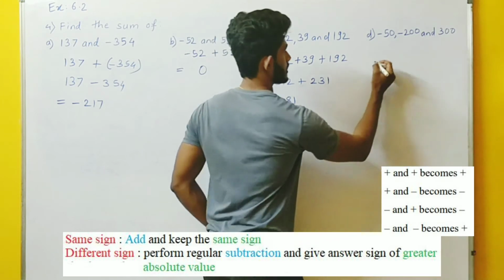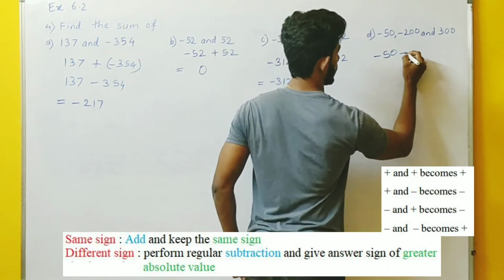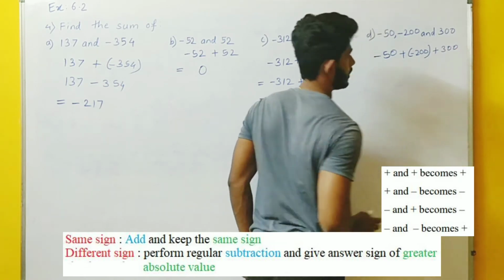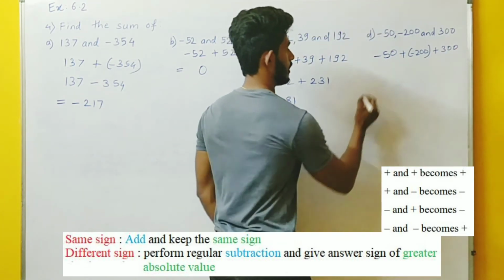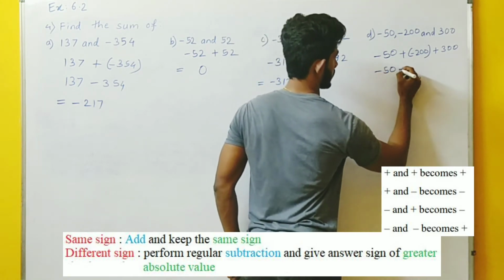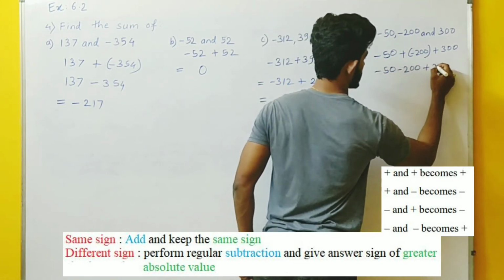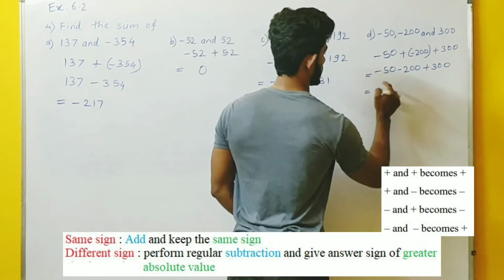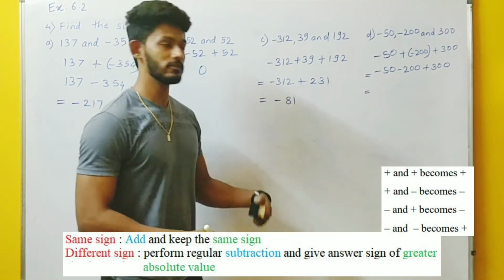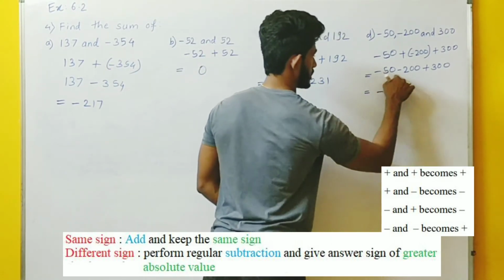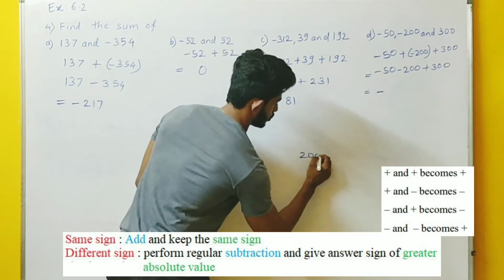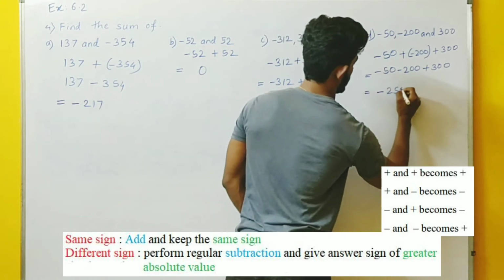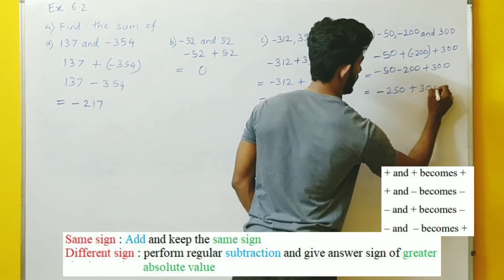Now in this, minus 50 plus minus 200 plus 300. And we all know that plus and minus will become minus. So minus 50 minus 200 plus 300. And now we know that with the same sign, we can add and the answer will have the same sign. So the answer of this will have a negative sign. So we are going to add these two numbers. The answer will be 250. So this will be minus 250 plus 300.